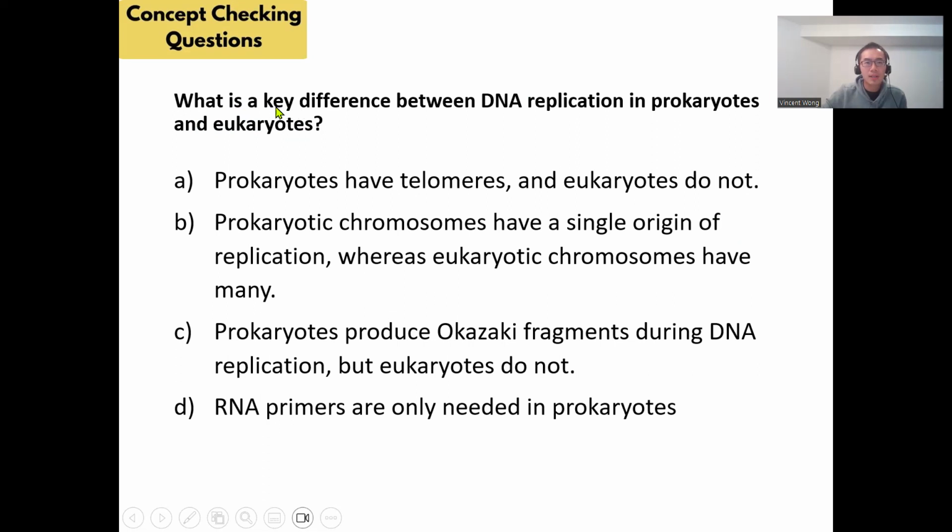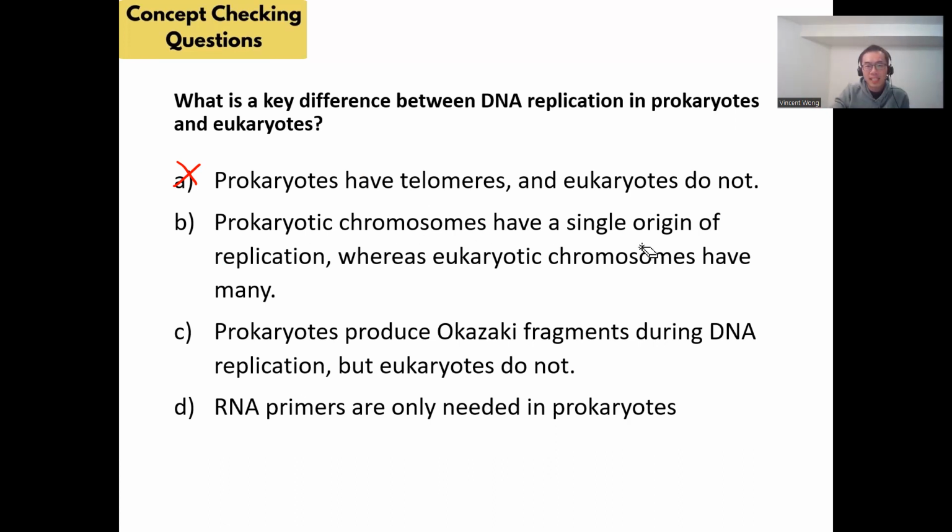What is a key difference between DNA replication in prokaryotes and eukaryotes? Prokaryotes have telomeres and eukaryotes do not. That is not true. It is actually the other way around. We are the ones that need telomeres because our DNA gets shorter and shorter. Prokaryotes don't have this problem because they have circular DNA. They are able to just copy in a loop, and it's not going to get shorter. So they don't need telomeres.